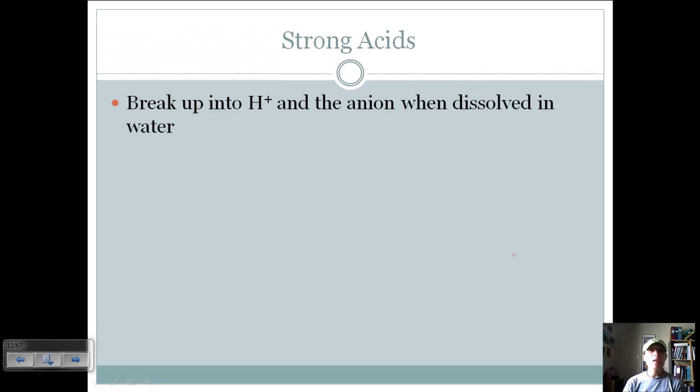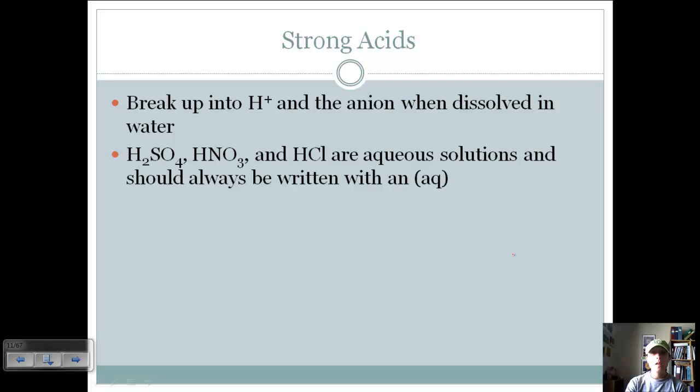Okay, let's look at strong acids. Strong acids break up into the H+ ion and then the anion, which remember is the negative part, when dissolved in water. So H2SO4, HNO3, and HCl are aqueous solutions and should always be written with an (aq). Because these are being mixed with water, we're writing them as (aq).